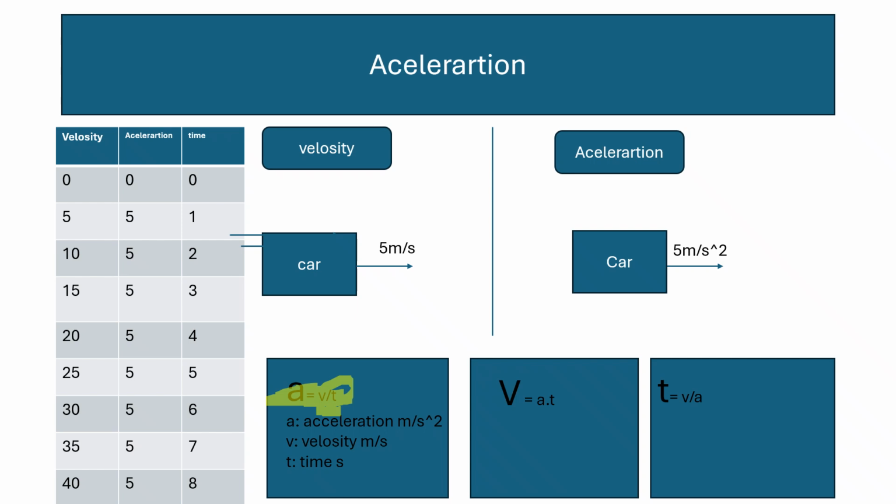So for example, in this table, first the time was zero, the acceleration was zero, and the velocity was zero. When the time is 5, the acceleration is 5, and here the acceleration is constant. We multiply acceleration by time to get velocity. So when the time increases, the velocity changes.